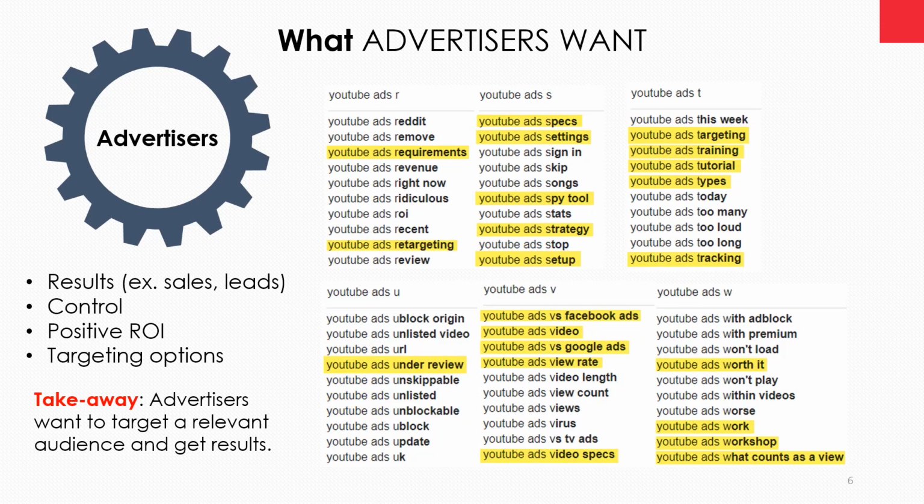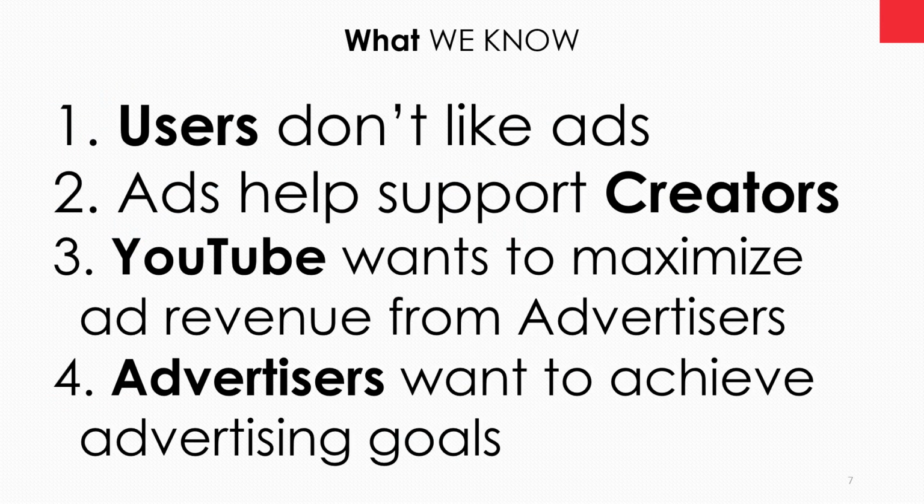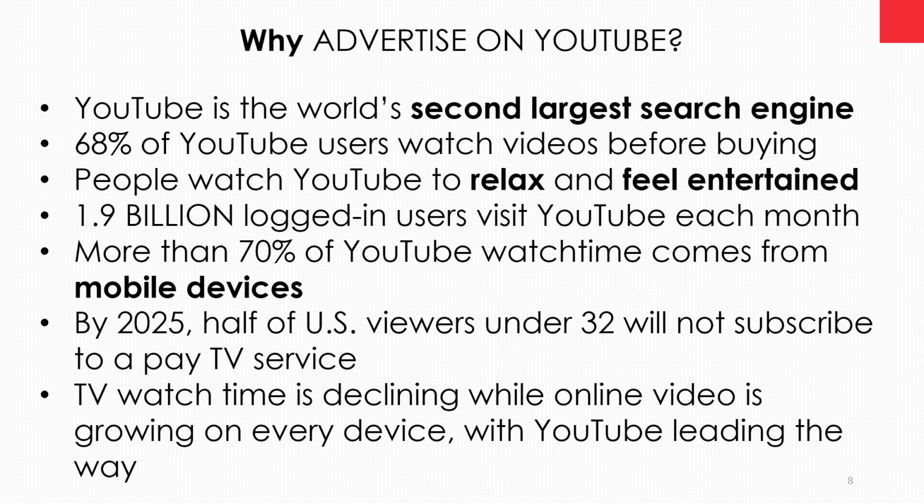So what do the advertisers want? Well, they want results. They don't want to do advertising and get nothing in return. They want control, they want positive ROI, and they want targeting options. So the takeaway is advertisers want to target a relevant audience and get results. Some people say that YouTube advertising is for branding. That is not true, as we will find out. But basically, advertisers just want to get results for their advertising. So what does all this mean? What do we know? Users don't like ads. Ads help support creators. YouTube wants to maximize ad revenue that they get from advertisers, and advertisers want to achieve advertising goals.